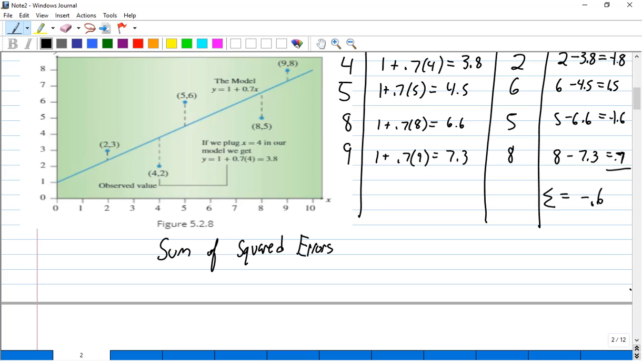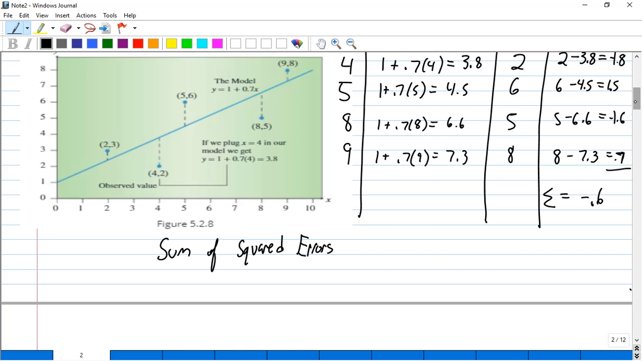And it's just like what it sounds like. You take each error and you square it. So why would that be good? Because some of the errors, you notice, were positive and some were negative. So it's kind of like some of them canceled each other out. But if we square each error, then we're going to have a value that will be positive. And it's a better way of measuring the total error. Okay? So the sum of squared errors, you take each error and square it.